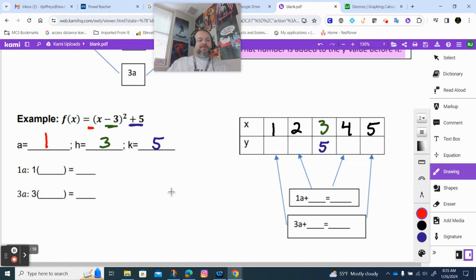All right. So for this, we have to say 1 times A. So our A is 1. So what's 1 times 1? Okay. So it's 1. All right. So we're going to add 1 plus 5. And what do we get? 6. So this goes right here.